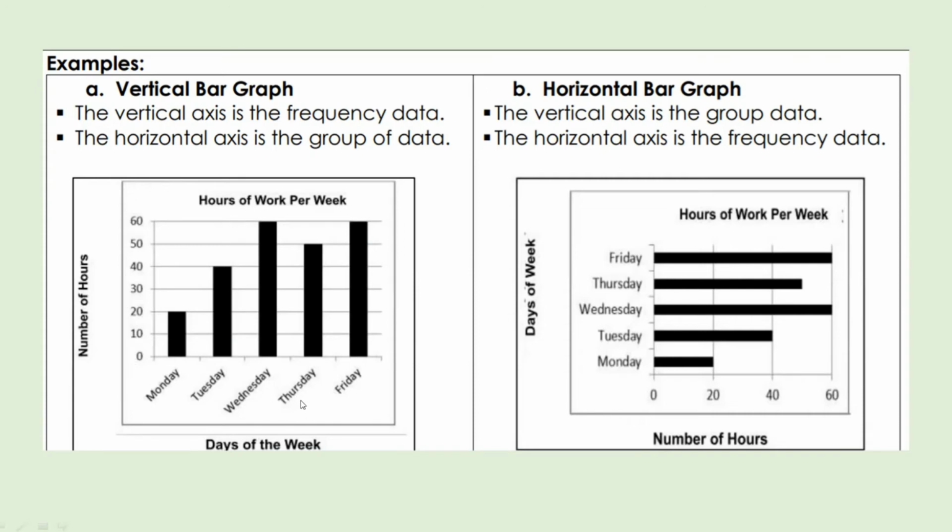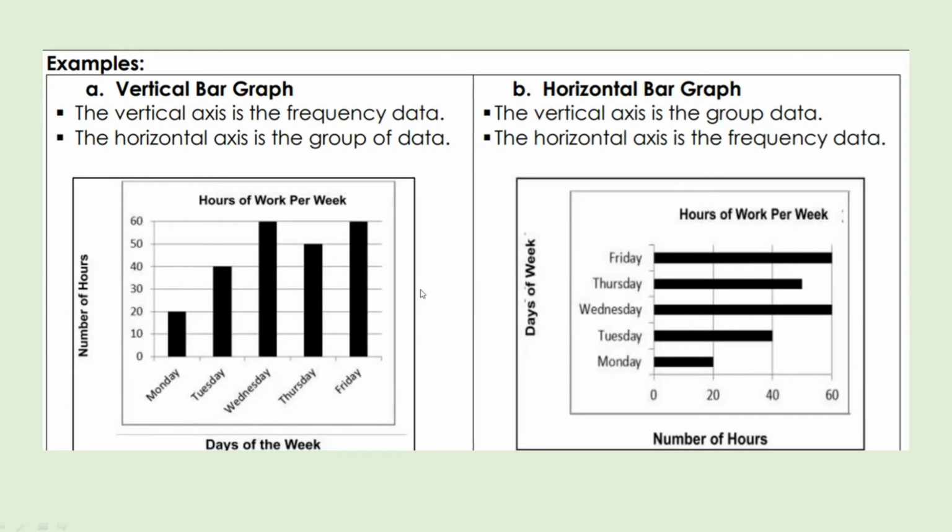So, sa ating example, meron tayong hours of work per week. Bakit ito yung title natin? Kung makikita natin, meron tayong Monday, Tuesday, Wednesday, Thursday, Friday. Isang week siya, di ba? Kaya yung title natin, hours of work per week. Hindi na natin sinama yung Saturday, Sunday dahil yung work natin is good for Monday to Friday. Sa gilid natin, meron tayong 0 to 60, which is the scale. And this represents the number of hours. And then, yung group data naman natin, which is Monday, Tuesday, Wednesday, Thursday, and Friday, this is the days of the week.